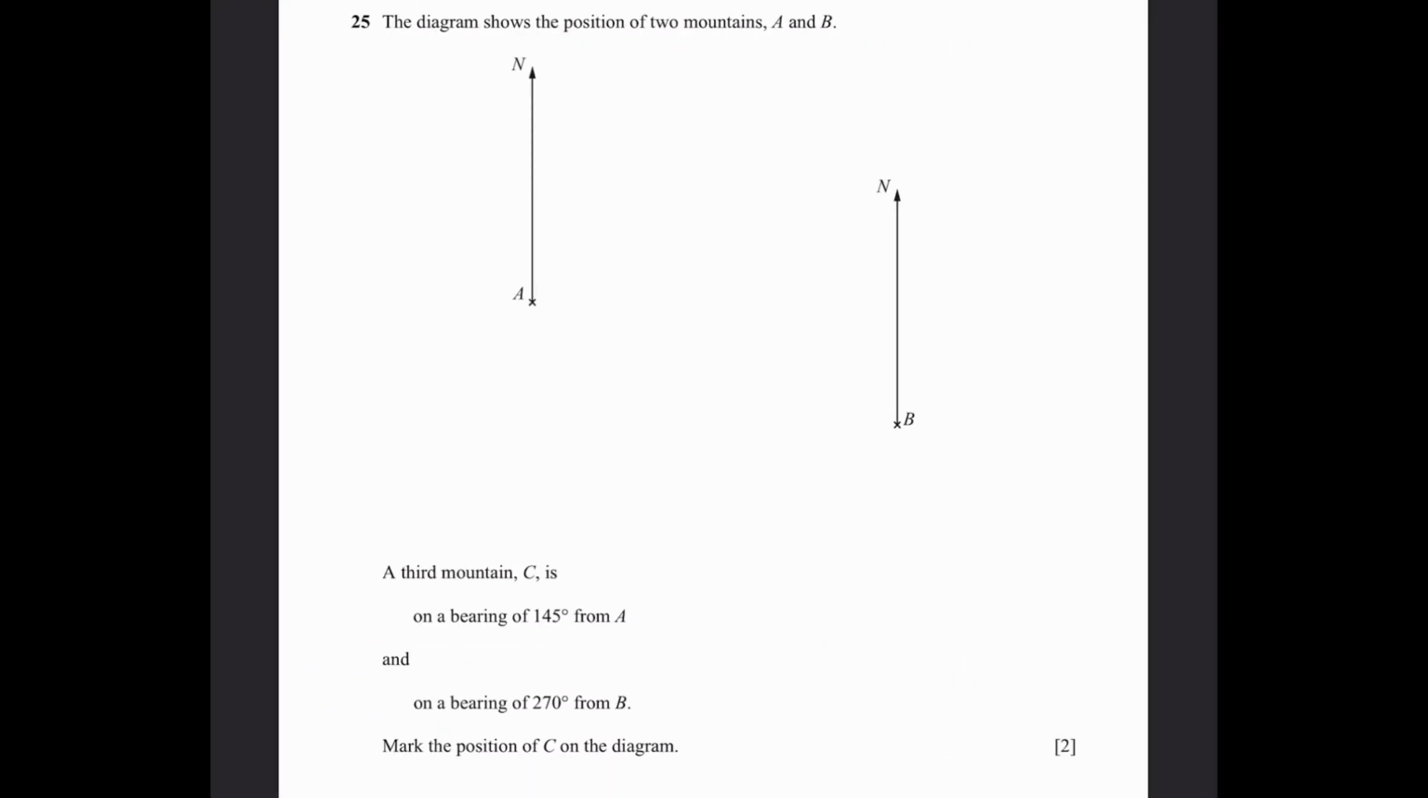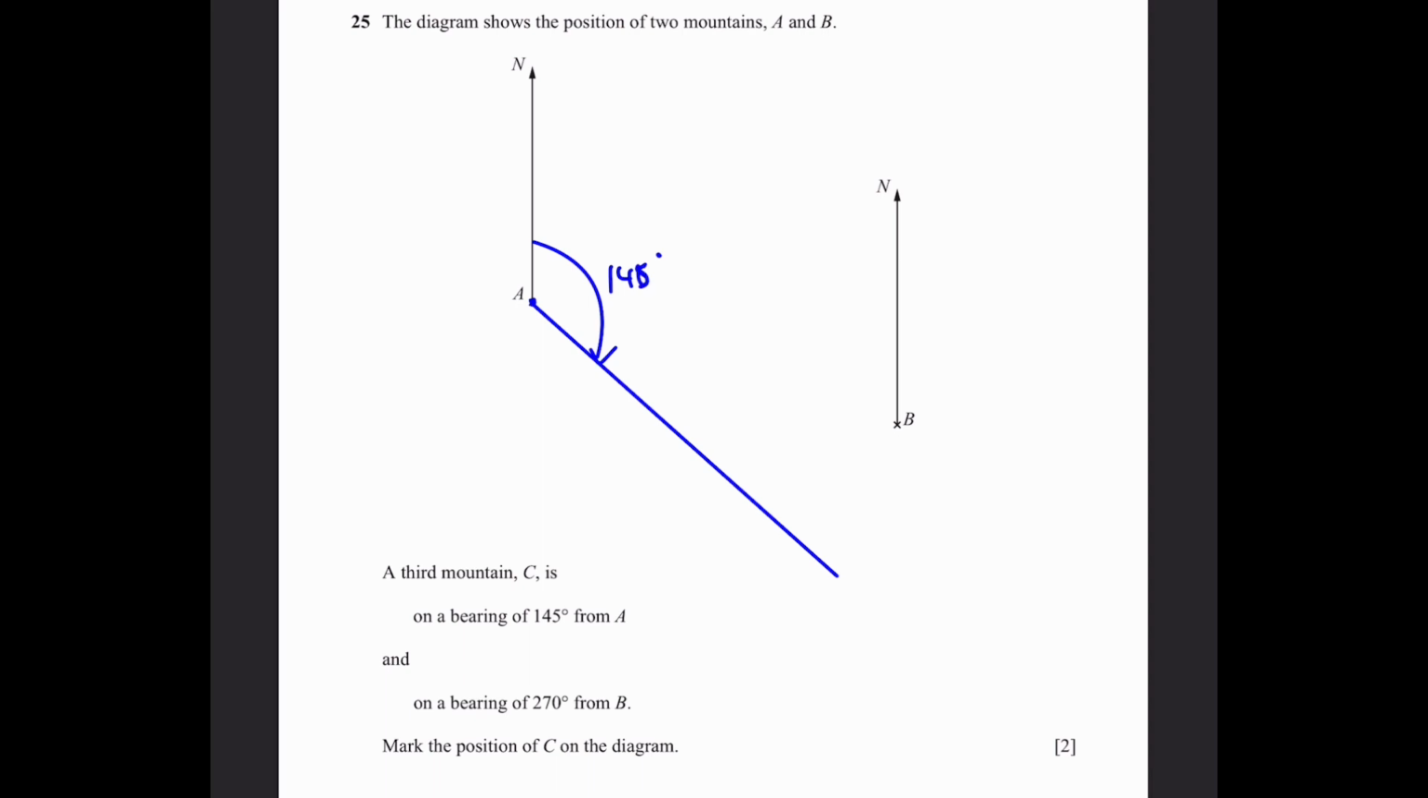Question 25. The diagram shows the position of two mountains A and B. A third mountain C is on a bearing of 145 degrees from A and on a bearing of 270 degrees from B. Mark the position of C on the diagram. I'm not going to use geometrical instruments. Instead, I'll just show you how to do this and what measurements you need to take. First of all, bearings are always measured in a clockwise direction. So that means 145 degrees from A is in this direction, which I shall show here. Take it from here, from the north line. This is not an exact measurement, I'm just showing you approximate measurements. So 145 degrees is something like this. Let's mark the angle as 145 degrees.